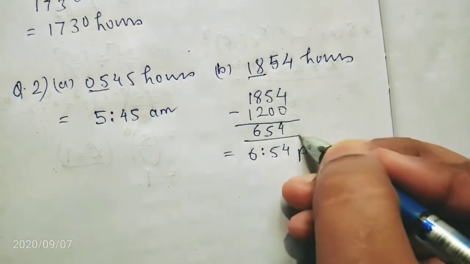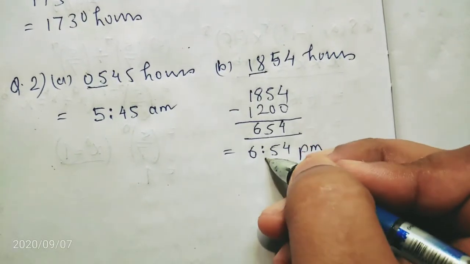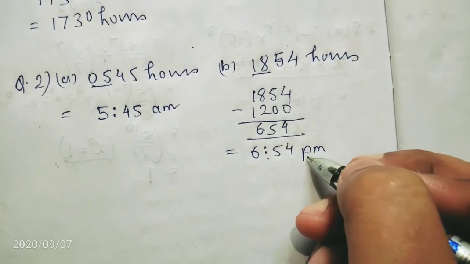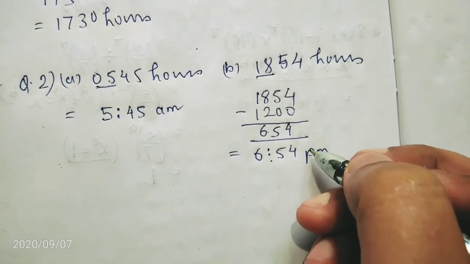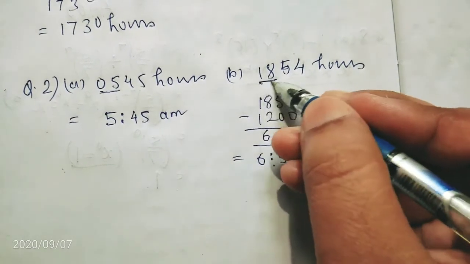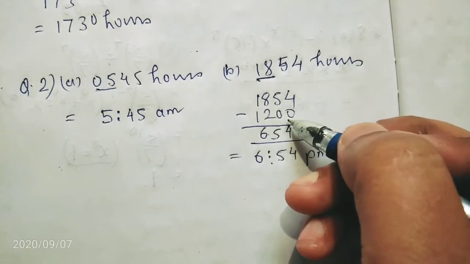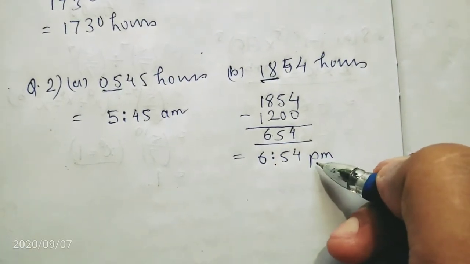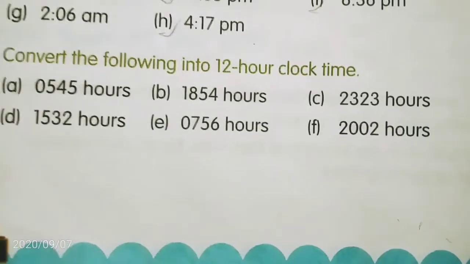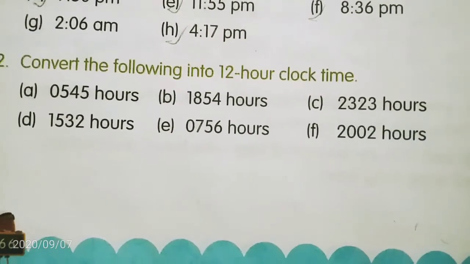Okay, whatever answer you get, after this give 2 dots after this digit and give the PM. So that means when these first two digits are more than 12, we have to subtract 1200 and it is always in PM. Okay, now let's see question number C.